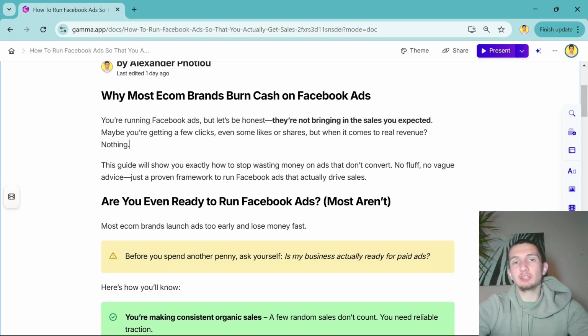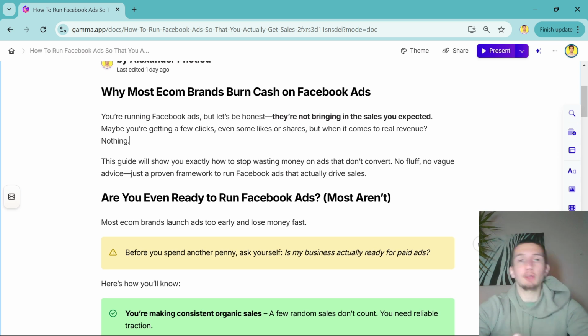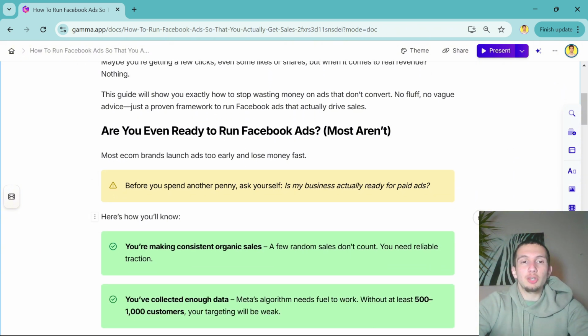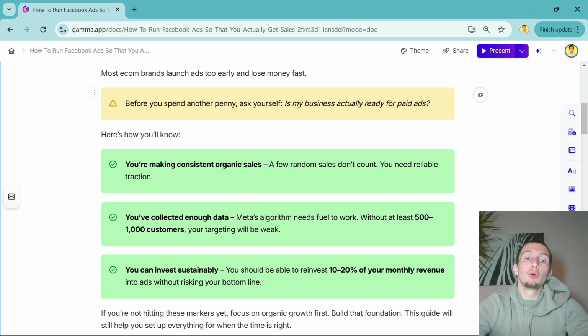And the first thing you need to understand is that not everybody is actually ready to run Facebook ads. Not everybody's at that level yet where they need to. And that's where a lot of e-com brands start wasting money. So most e-com brands launch ads way too early and lose money way too fast. Before you spend another penny, ask yourself, is my business actually ready for paid ads? And you'll know by answering these three questions.